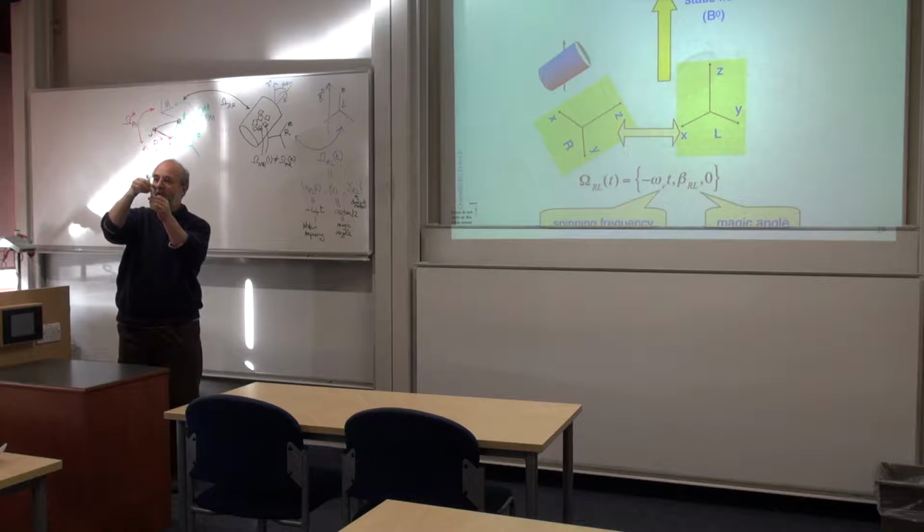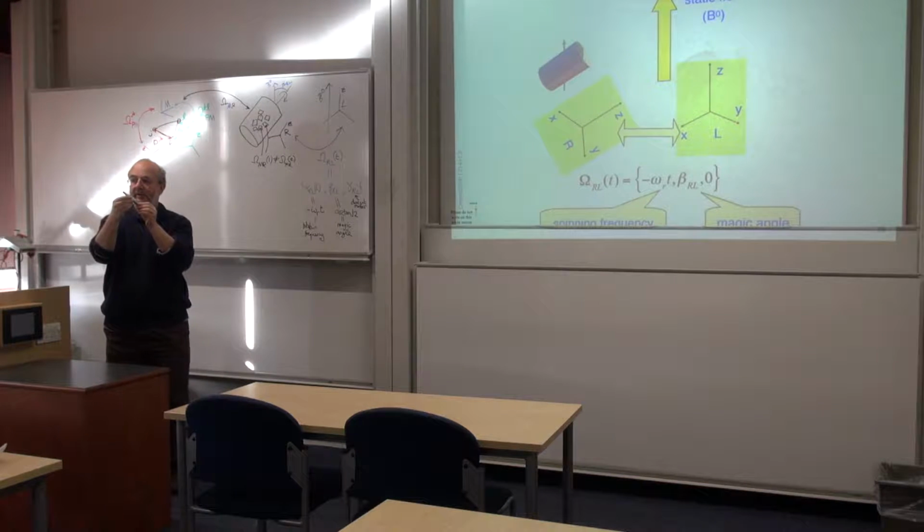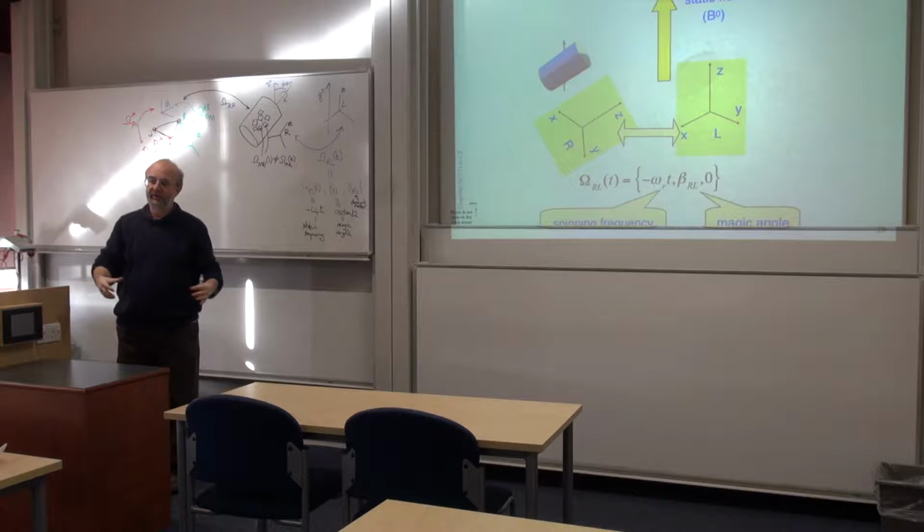We have beta RL, which is the orientation between the rotor frame and the lab frame. Gamma RL is actually that angle. So basically, on an NMR spectrometer, if you put the probe in the magnet, if you would rotate the probe around the magnetic field, that would be the gamma angle. But actually in high field NMR, that never has any effect.